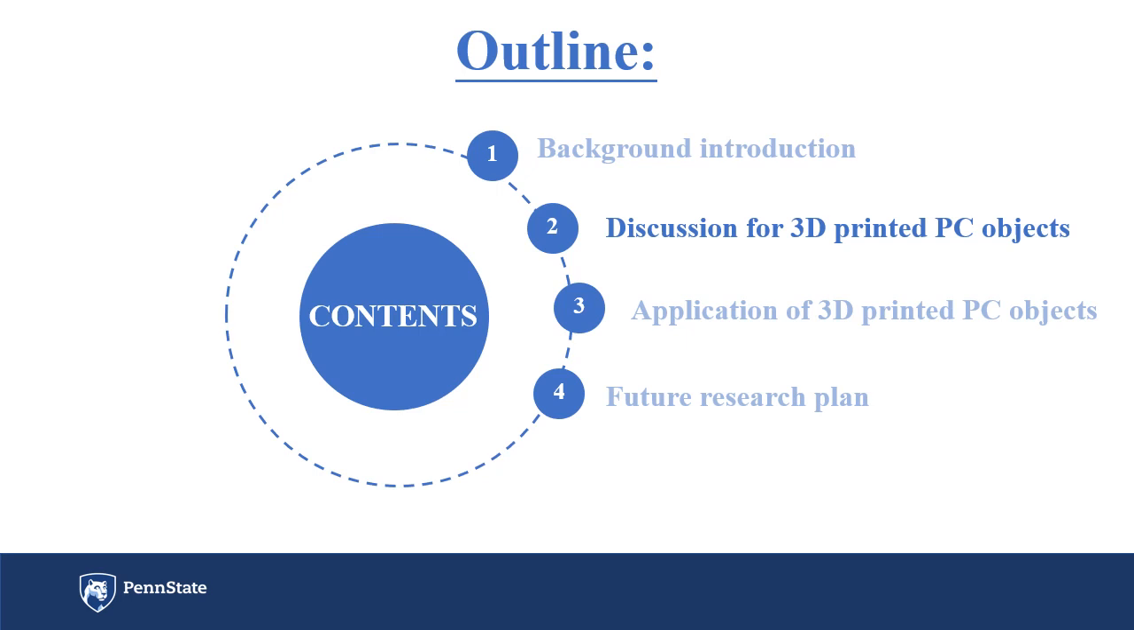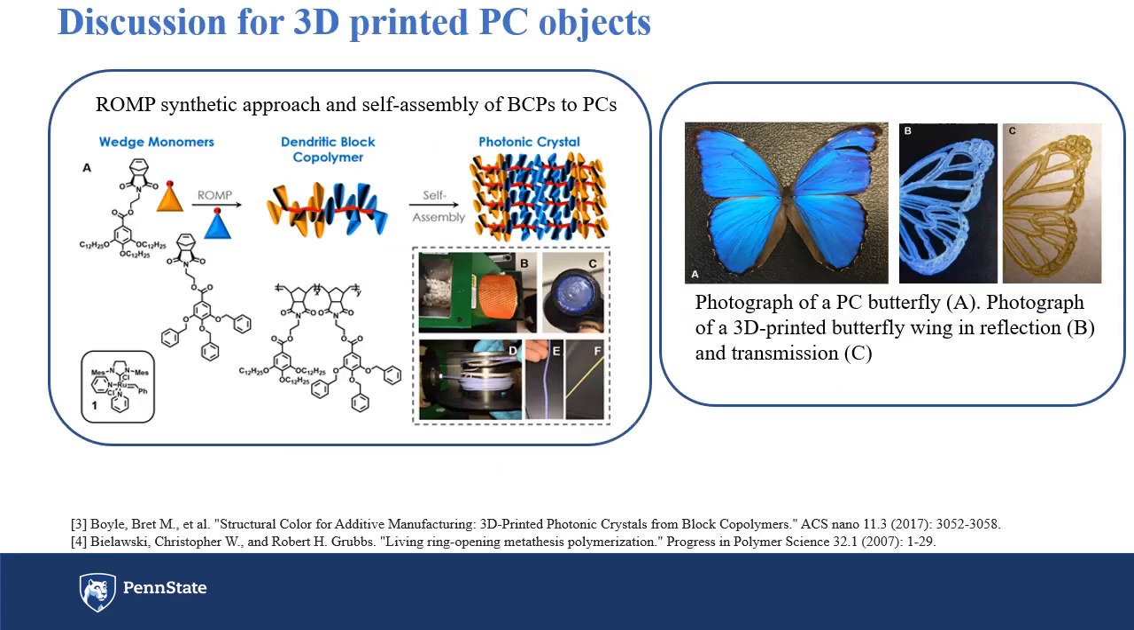The second part, I will try to discuss the 3D printed PC objects. At first, the self-assembly of BCPs to nanostructured material possessing a photonic band gap provides a potential solution through the bottom-up self-assembly of materials. However, the inherent characteristics of the macromolecular chain entanglement introduce an energetic barrier for the self-assembly to ordered nanostructures, which can prevent access to visible light PCs.